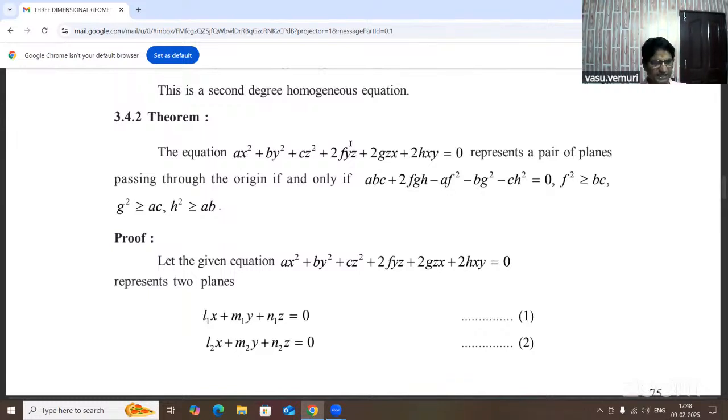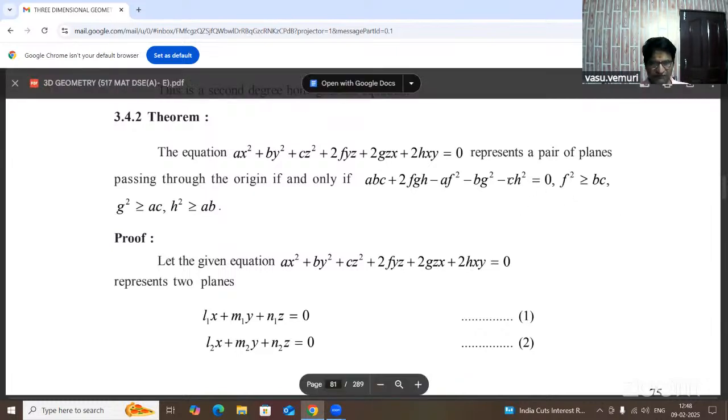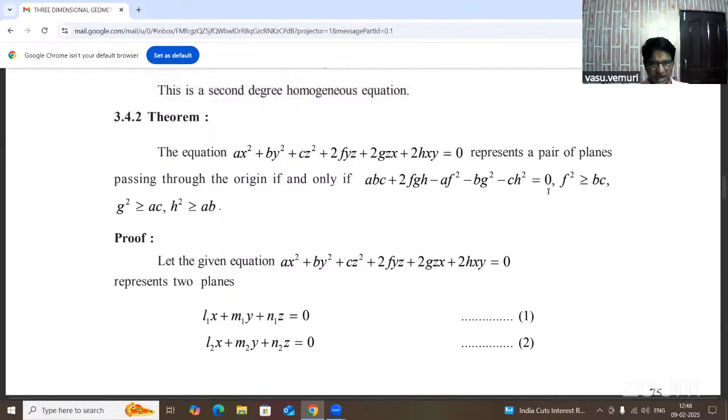So A is absent. F square is greater than BC, G square is greater than AC, and H square is greater than AB. First of all, you have the rough part here, taking A, B, C, F, G, H. F is in terms of BC, G is in terms of AC, and H is in terms of AB.